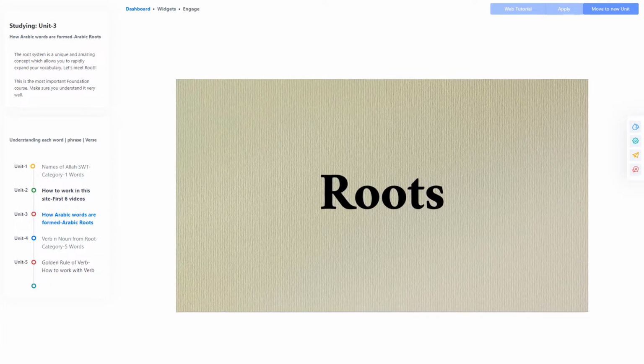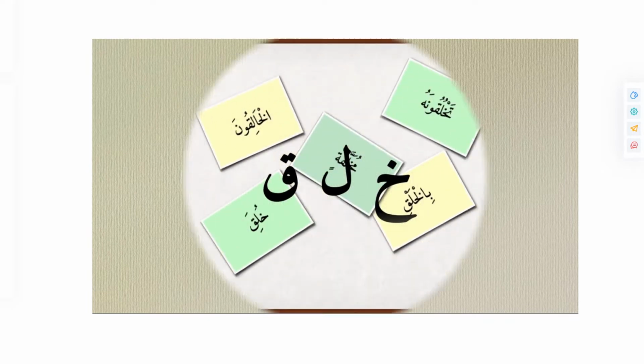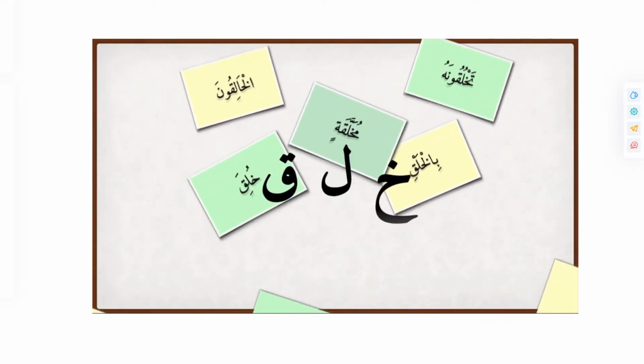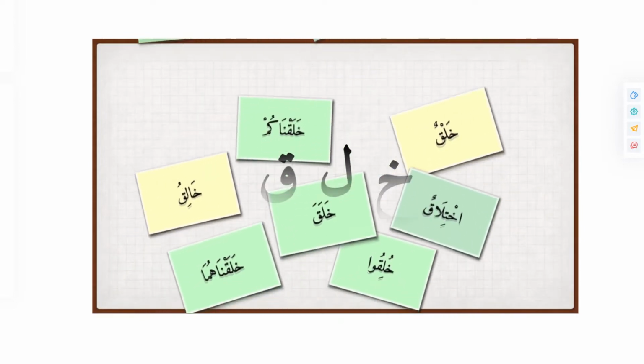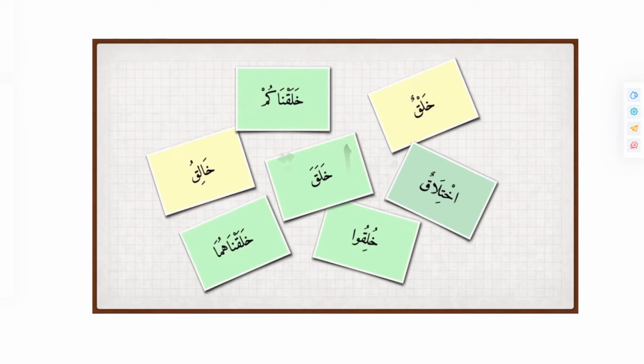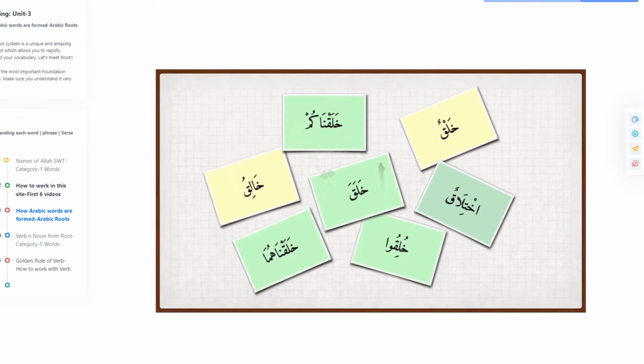Number 3, root. So the next question is, what is a root? Root is an amazing concept. Root is the skeleton of Arabic words. Words of the Quran originate mostly from 3-lettered words. Just by knowing one simple 3-lettered root, a vast combination of words can be understood. Our tutorials in this website will mainly revolve around roots.